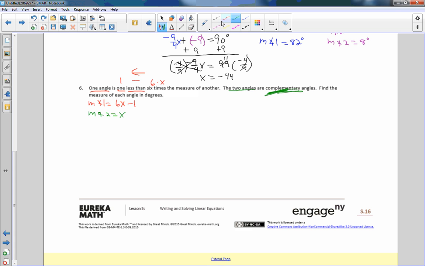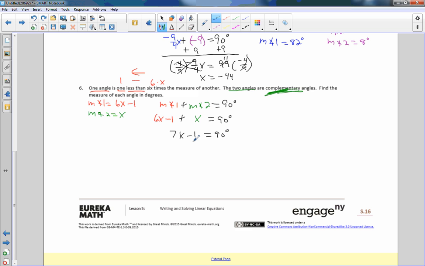So I'm going to take the measure of angle 1 plus the measure of angle 2, and that is going to equal 90 degrees. Substitute in my formula, 6x minus 1 plus x equals 90 degrees. Combine like terms. 6x plus x is 7x minus 1 equals 90 degrees.